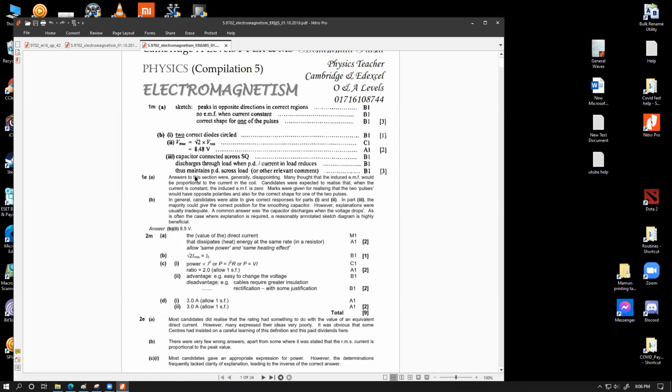I would appreciate it if you don't write the word "maintain". What I would recommend that you write, because they have also written the other relevant comments, is that the capacitor maintains a less varied voltage across the load, which is expected, or it reduces the variation of voltage across the load.